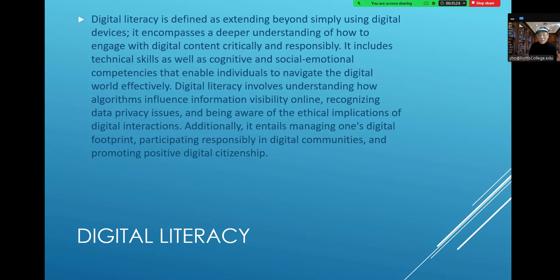Additionally, it entails managing one's digital footprint, participating responsibly in digital communities, and promoting positive digital citizenship. In other words, digital literacy involves knowing how to stay safe online.